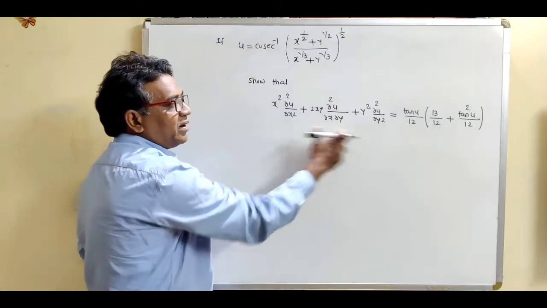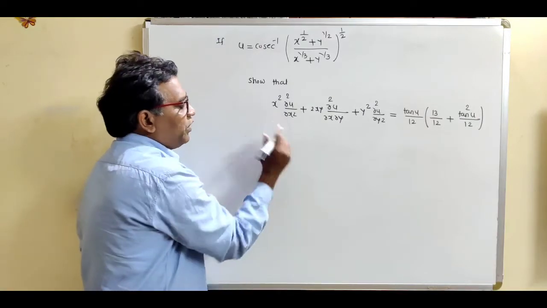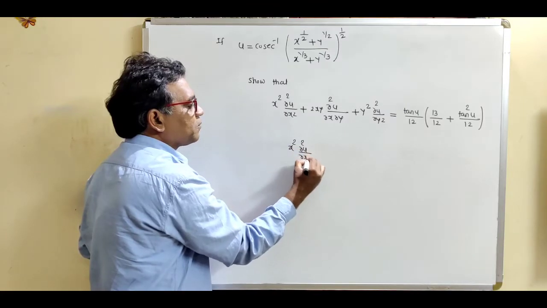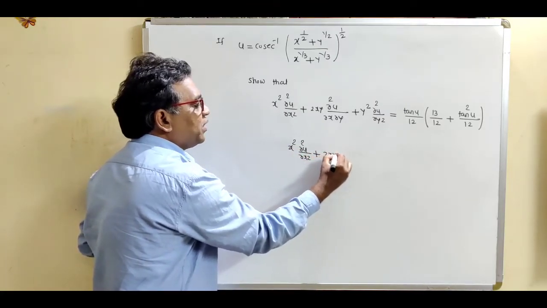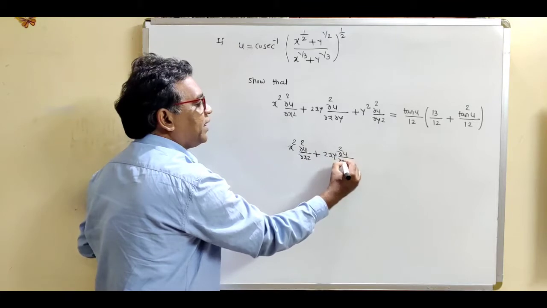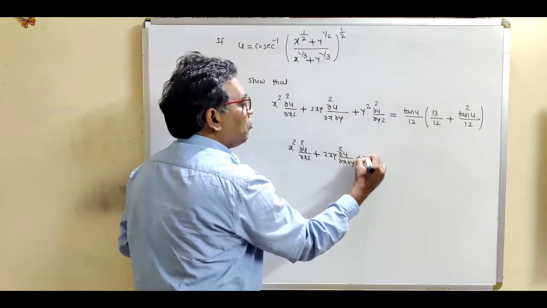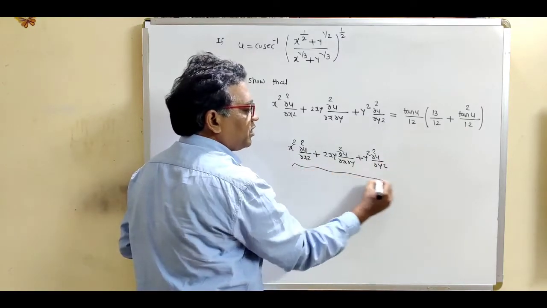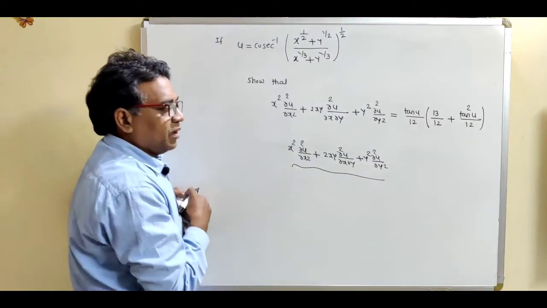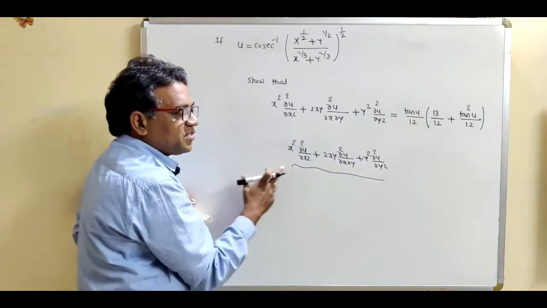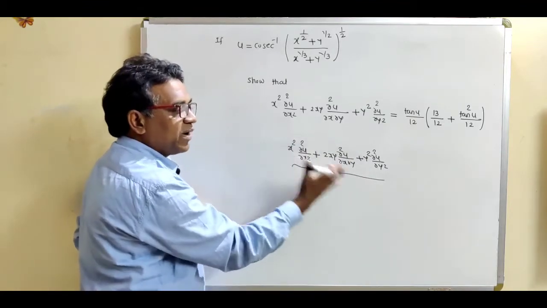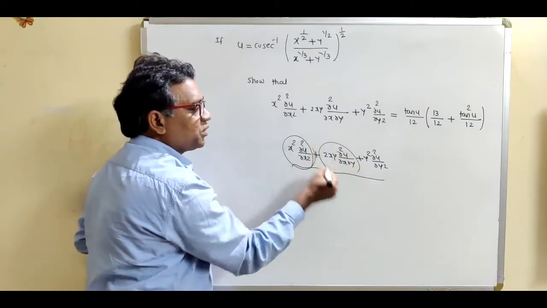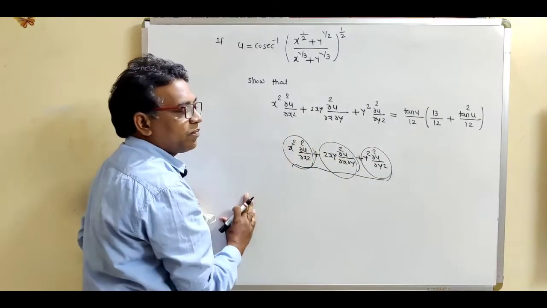Now see what is our required term. We want to find out x square del square u by del x square plus 2xy del square u by del x del y plus y square into del square u by del y square. This is our required term. If you observe this term, it is just like a bracket square type term, (a plus b) whole square: square of the first term plus 2 times the product plus square of the second term.